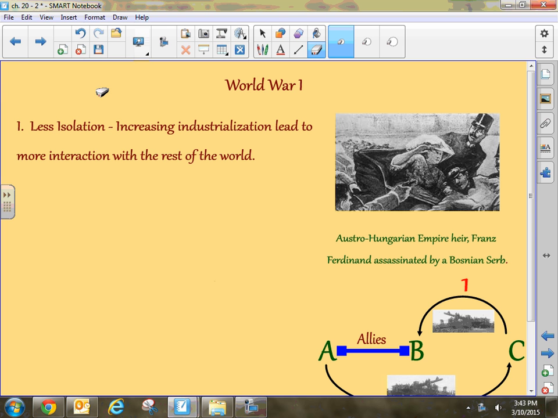The second half of this chapter is about World War One, so we're really moving along in history. Part of what was going on before World War One was that during the late 1800s and early 1900s, there's less isolation worldwide. Increasing industrialization leads to more interaction with the rest of the world.